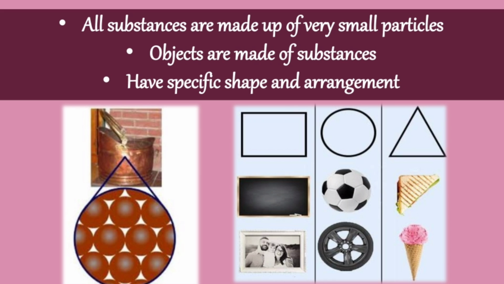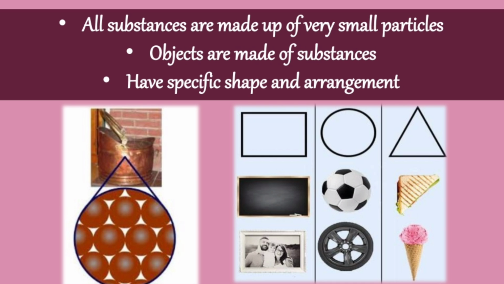Now objects have a specific shape. They have a particular shape, okay? And their parts have a specific arrangement from which we can identify them. For example, our blackboard is rectangular in shape. The ball with which we play is circular in shape. The ice cream cone is conical in shape. So each object has a particular shape, okay? Also remember one thing, substances require strength so that we can make articles out of them. Now one same substance or material can be used to make many other objects also.